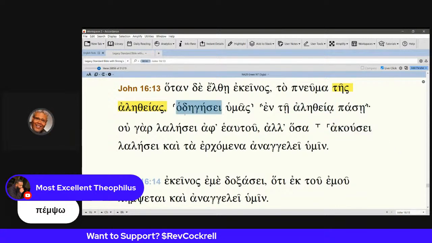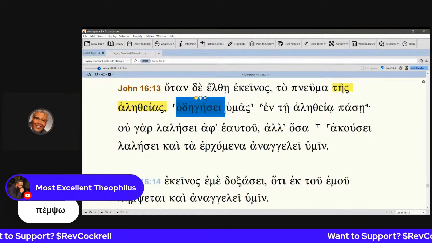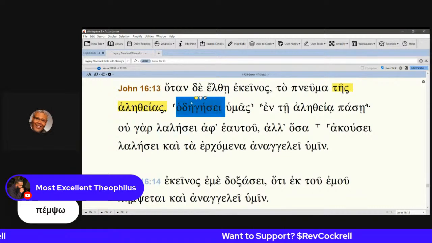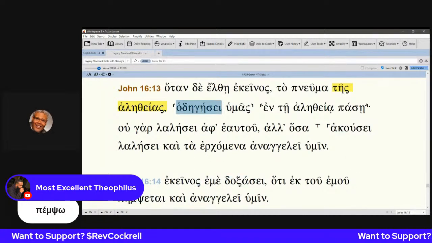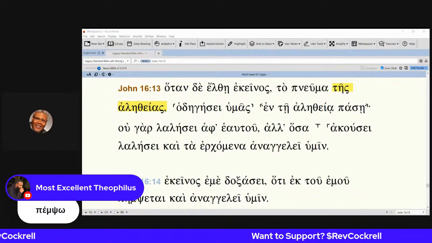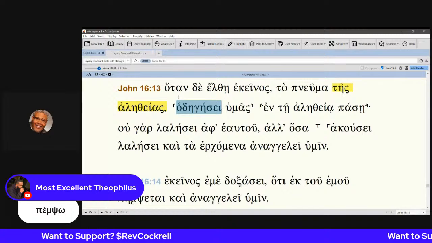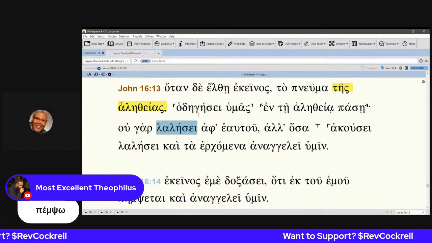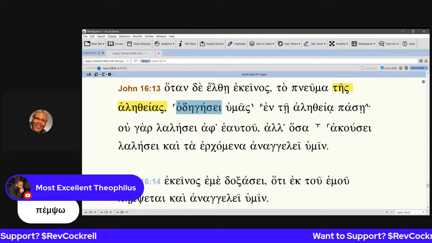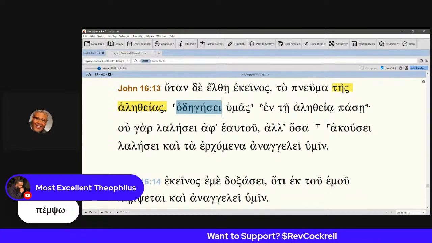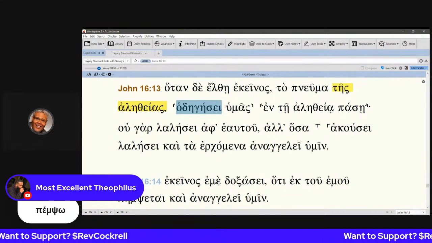So notice, here's our verb. Hodegesei is our verb. We're focusing on hodegesei here in the blue, if you can see that. Notice there is a sigma here: future tense. This is a future tense Greek verb. He will lead you. He will guide you.